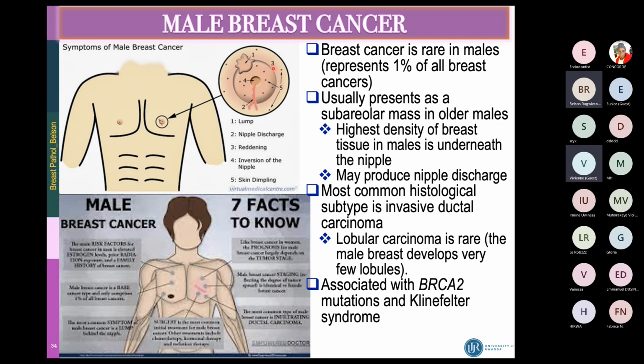So that's why unfortunately they usually come with metastasis in the brain or in the lungs or the liver.